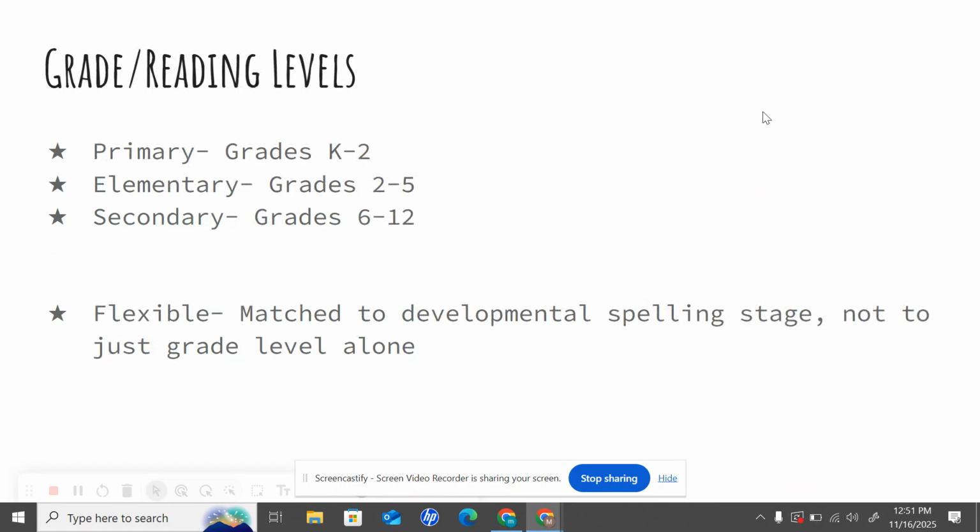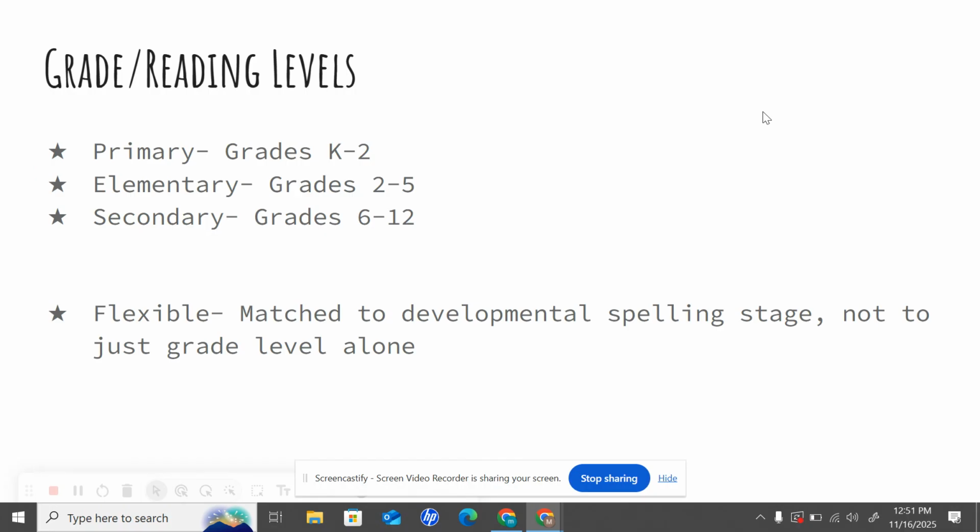One of my favorite things about these assessments is that they are aligned to developmental stages rather than strictly grade levels. The primary inventory is appropriate for kindergarten through grade 2. The elementary version typically serves grades 2 through 5, and the upper level inventory is suitable for students typically grades 6 through 12, and that can also include striving readers.